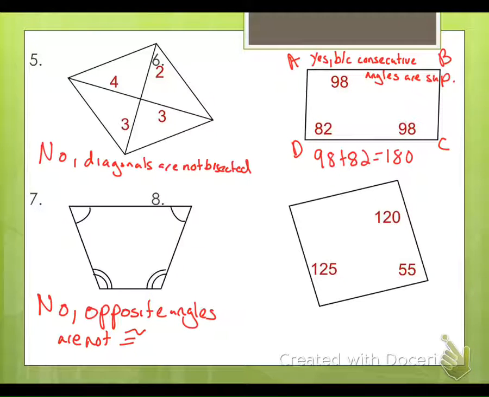And number 8, is this one going to be a parallelogram? No. Janelle is correct. Janelle, how did you know that? So no, opposite angles are not congruent. You could also say that consecutive angles are not supplementary because 120 plus 55 is 175. So that's not going to work either.